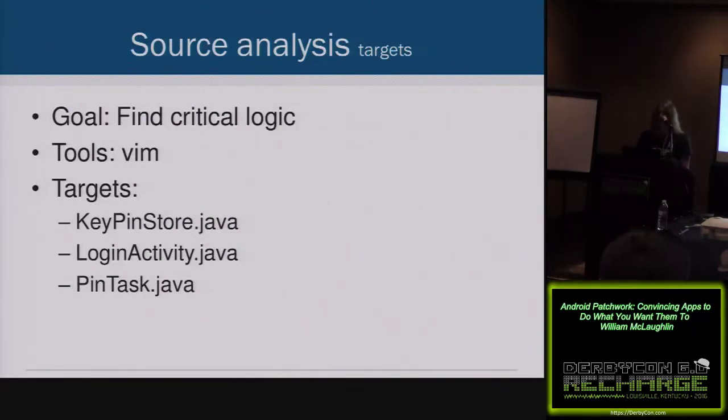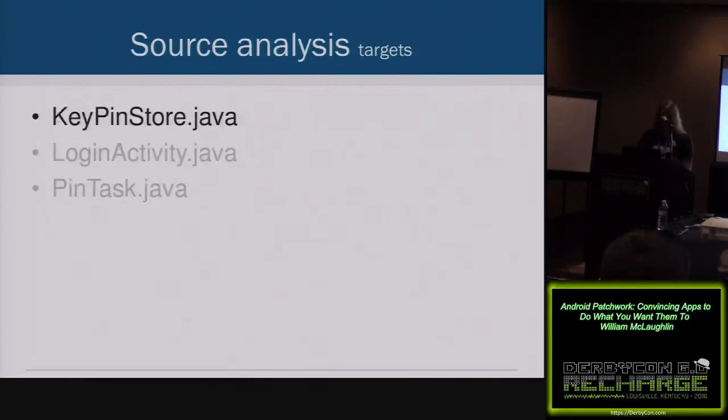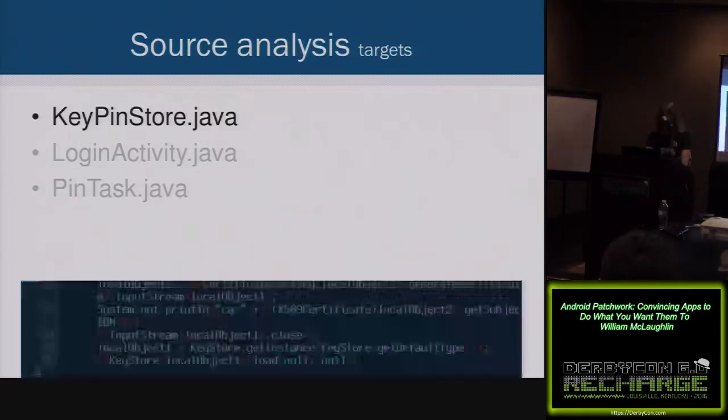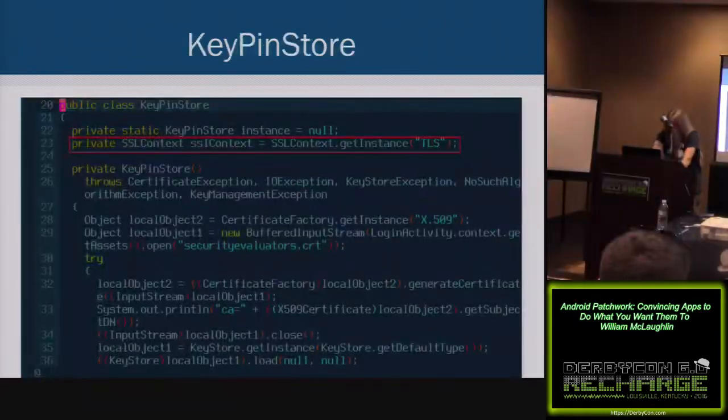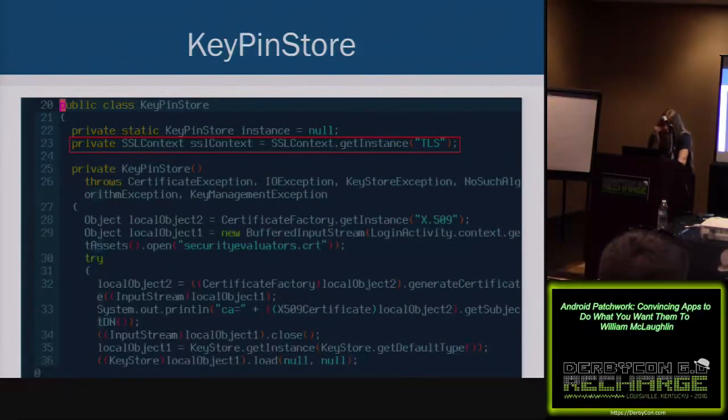Tools for this: any text editor can be used. I'm going to be using Vim. Our targets are the 3 files we identified. First up is this KeyPinStore file. So we open it up, and the first thing we see is a couple class members. So we have a KeyPinStore instance, which is null. And importantly, we have an SSLContext variable.